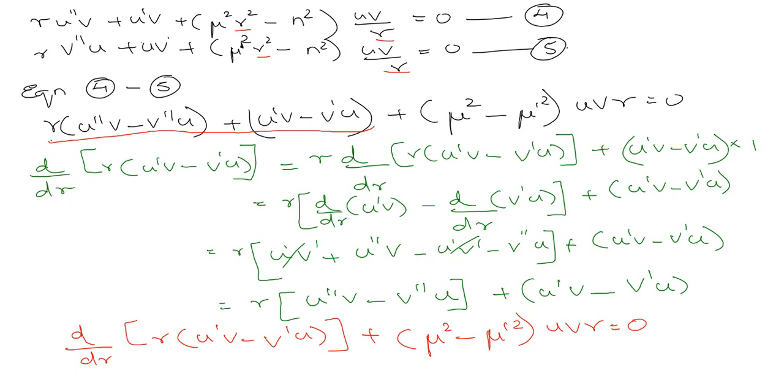So d by dr of r into u dash v minus v dash u is equal to first function into differential of the second function plus second function into differential of the first function, which is written here: r into d by dr of u dash v minus v dash u plus u dash v minus v dash u into differential of r with respect to dr, which is 1. So now again we need to differentiate this equation.